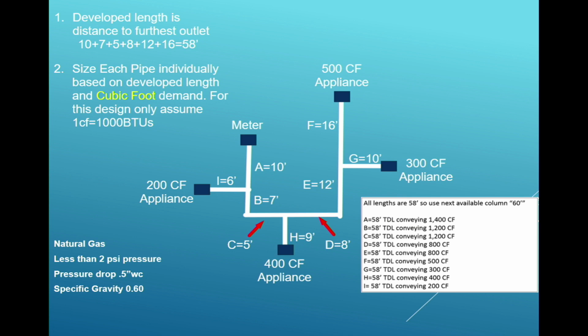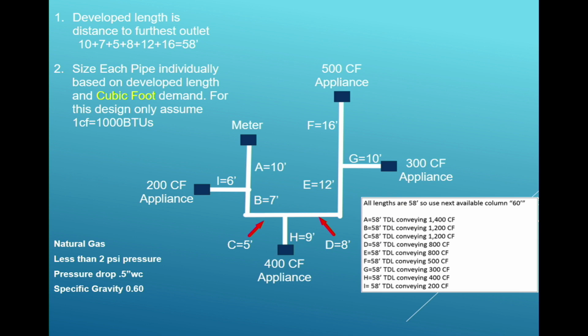A carries 1,400 cubic foot of gas, 58 feet. B and C both carry 1,200 cubic foot of gas, 58 feet. D and E both carry 800 cubic foot of gas, 58 feet. F carries 500 cubic foot of gas, 58 feet. Now just so you know, if you've been in this class before, you should agree with all that. That didn't change. Now here's what changed.